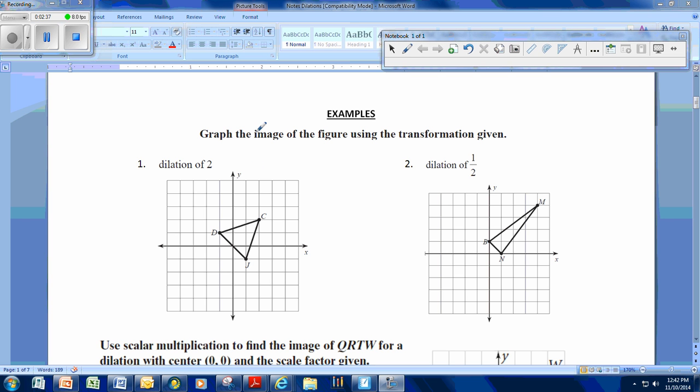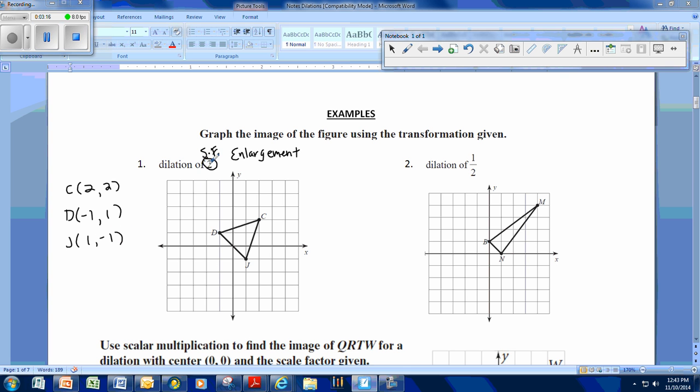Okay, our first example, we're going to graph the image of the figure using the transformation given. So this is telling us that we want a dilation of 2. So that means 2 is our scale factor. If the scale factor is greater than 1 here, I know this is going to be an enlargement. All right? So the first thing I'm going to do is write down each point that's given. So C has coordinates 2, 2. D has coordinates -1, 1. And J has coordinates of 1, -1.